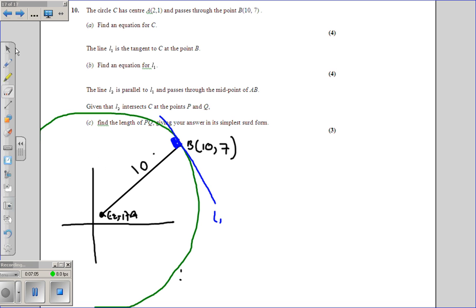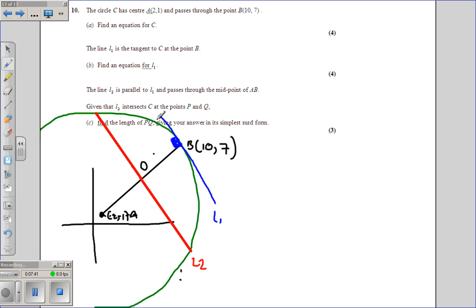Right. Now, this question, there's a couple of ways of doing this, but it's only 3 marks. And the way I first thought I was going to do it, I knew it couldn't be the easiest way because it was going to take a lot more work than 3 marks. Right. We've got the line L2. It's parallel to L1, but it passes through the midpoint of AB. So the midpoint is about here, but it's parallel. And that there is L2.